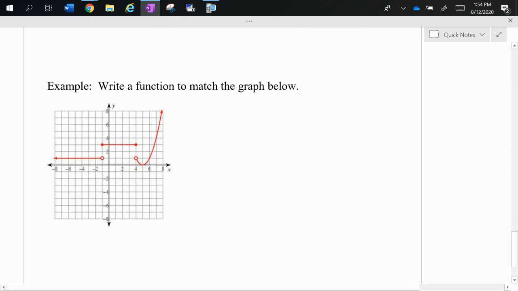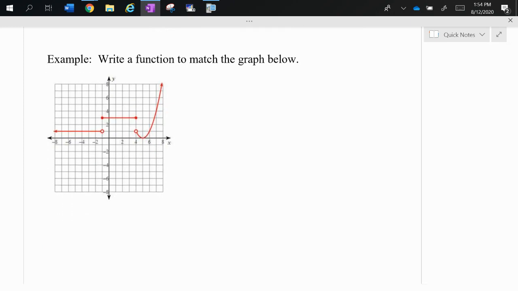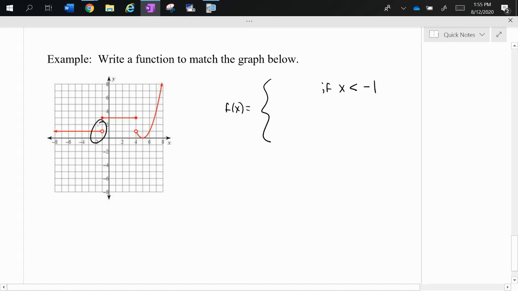And then we can go backwards. If I give you a piecewise graph, can you write a function to match the graph? So let's see. We've got f of x is equal to, I see three pieces. The first piece is if x is less than -1. Notice I see the open circle there, and that is the constant function y equals 1. So f of x is equal to 1 if x is less than -1.